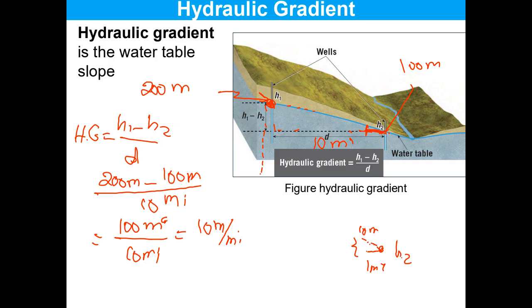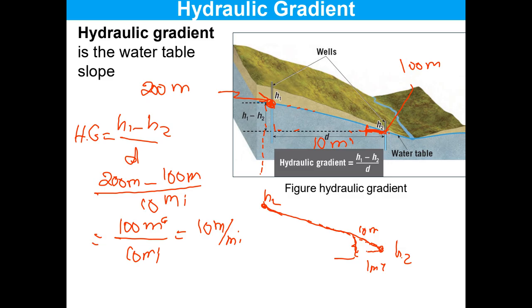Okay? And of course, as you go like this, if you connect the dots, you'll be able to get to H2. Every mile you go 100. Every mile you go 100, and so on and so on. And this is basically called the slope of the groundwater, of the water table. So the slope is important to understand the flow of the water.